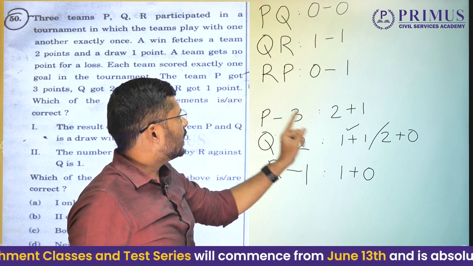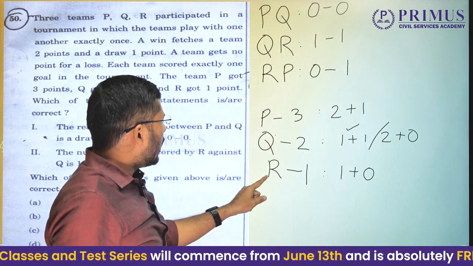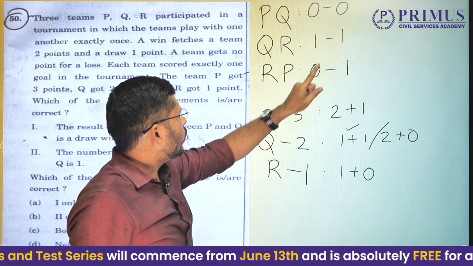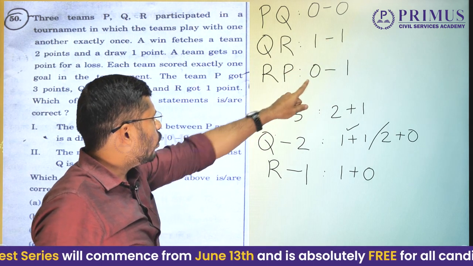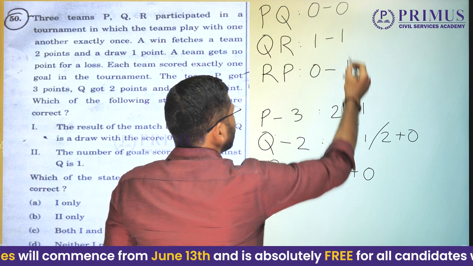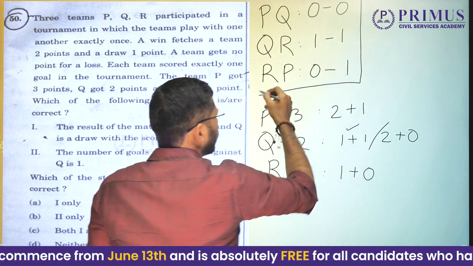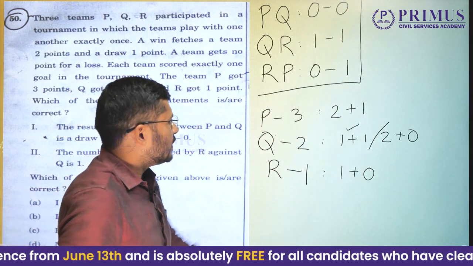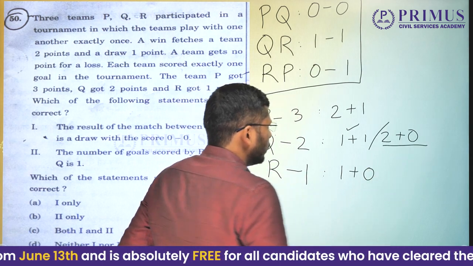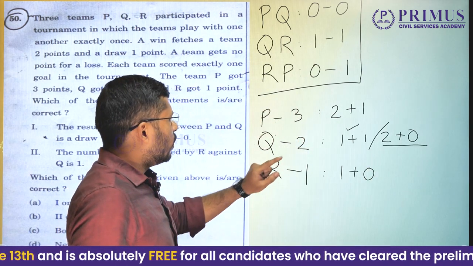Then 1 plus 1, that is also fine. R makes a draw at one side and a loss at another time. This scenario holds good. But there is one more thing to consider, that is the scenario 2 plus 0. We will evaluate that one also.